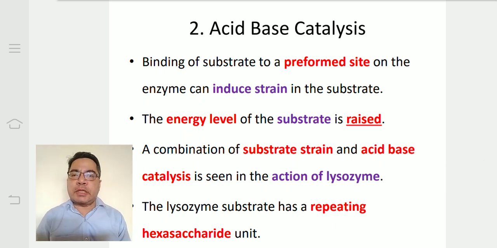Binding of substrate to a preformed site on the enzyme can induce strain in the substrate. The energy level of the substrate is raised. The combination of substrate strain and acid-base catalysis is seen in the action of lysozyme. The lysozyme substrate has a repeating hexasaccharide unit.